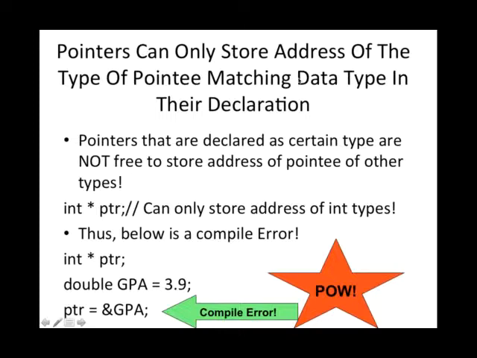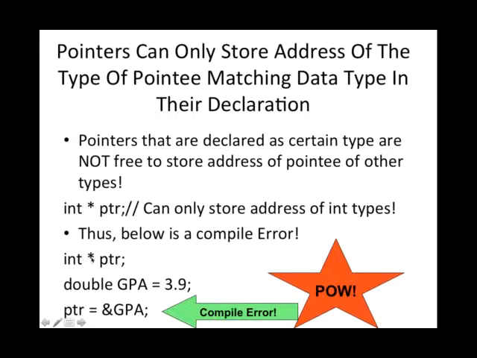Okay, pointer can only store address of type of pointee matching the data type in their declaration. Pointers that are declared as certain type are not free to store address of pointee of other types. There's only one pointer that can do that, void pointer. We won't talk about that right now. If I declare int asterisk ptr, it can only store address of int types. So below is a compile error.